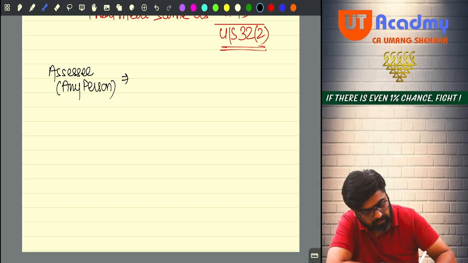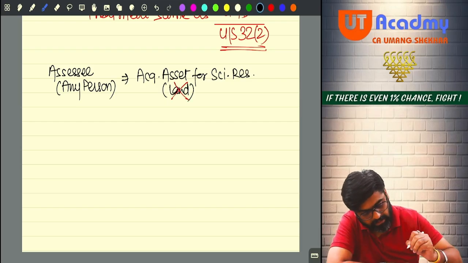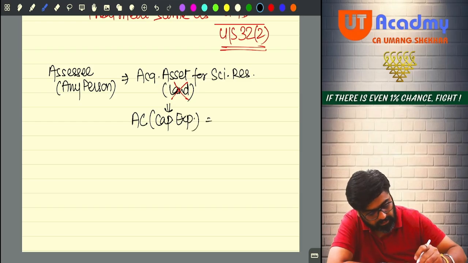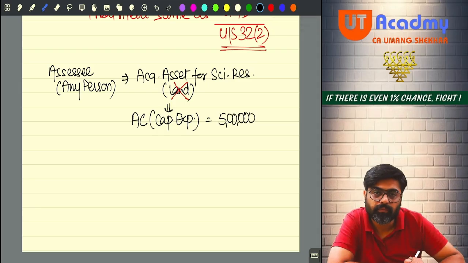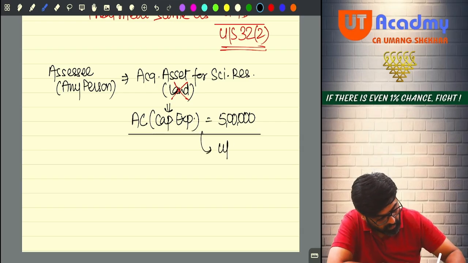Now the assessee has acquired an asset for scientific research, an acquired asset other than land. Any asset acquired. So the actual cost, meaning the capital expenditure of that asset, was, for example, 5 lakhs. So this entire capital expenditure was allowed under section 35. The deduction for this 5 lakh you have already claimed.